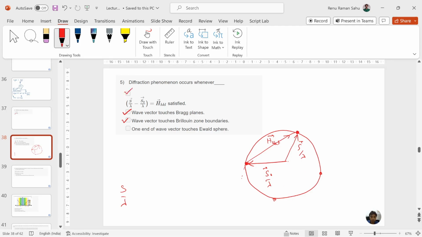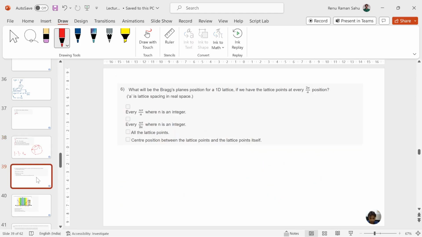So this is also correct. That is the starting point that we took. Okay, that is also the answer, is it? I thought that is part of the question. So one end of the wave vector touches, that is also correct, because it is touching, no? Yeah, that is correct. What about this?